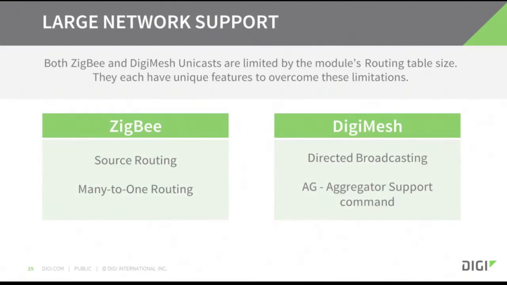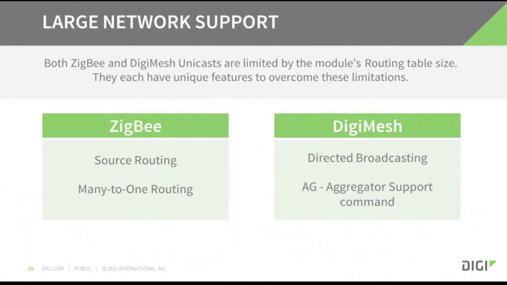Both options have support for large networks. Typically, all of our radios have a routing table size that depends on the hardware, but for ZigBee, it's about 80 routes that can be stored in the routing table. DigiMesh varies on the protocol. The 900 HP is about 135, and the DigiMesh 2.4 is about 40. But essentially, when you're trying to poll many, many devices in either one of these mesh networks, once you exceed the routing table size, you're going to have to do a route discovery for each poll. And that can be very time consuming and slows the network down tremendously.